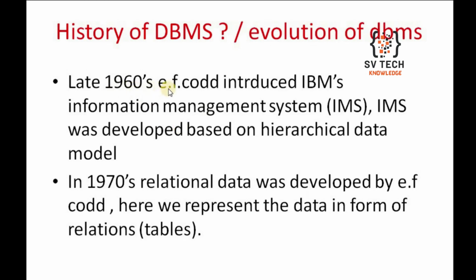In the late 1960s, IBM introduced the Information Management System, that is called IMS. IMS was developed based on the hierarchical data model. So IDS was developed based on the network model, and this IMS is based on the hierarchical data model. In the 1970s, the relational data model was developed by E.F. Codd. Here we represent the data in the form of relations, tables. This relational data model is the most widely used and most popular data model.